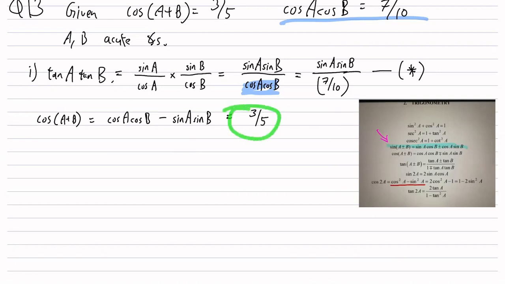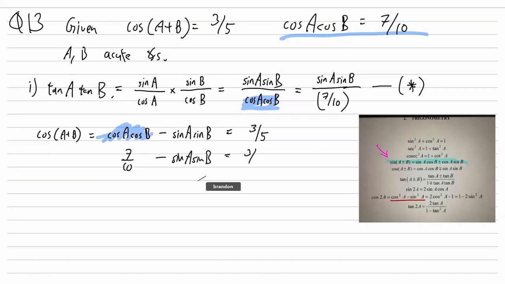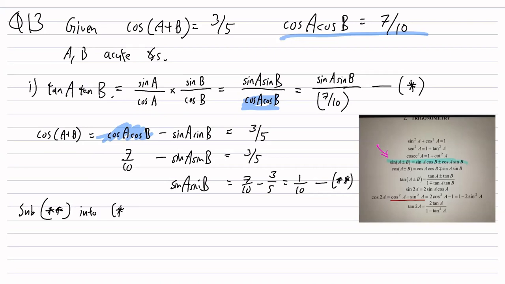Okay, so anyways, it's equal to 3/5. But is there anything we can substitute inside this expanded version? You realize, blue color again, cos A cos B, right? Yep, sub 7/10. And you can find sine A sine B, then you can sub it. Exactly. So let's just do that. Sine A sine B in this case will be what? 7/10 minus 3/5. That's 1/10, right? Good. Then if it's 1/10, let's just call this double star. Then I'll say sub double star into single star.